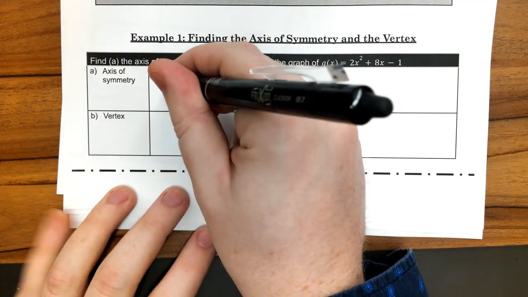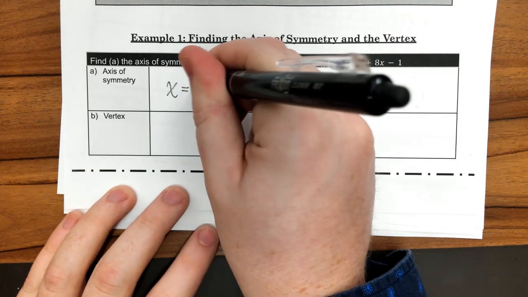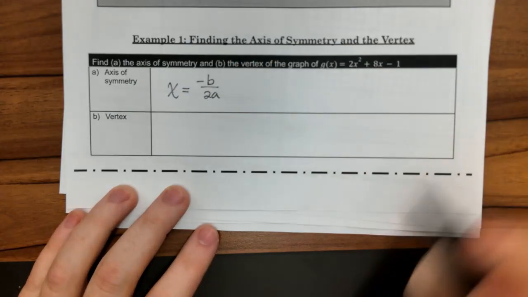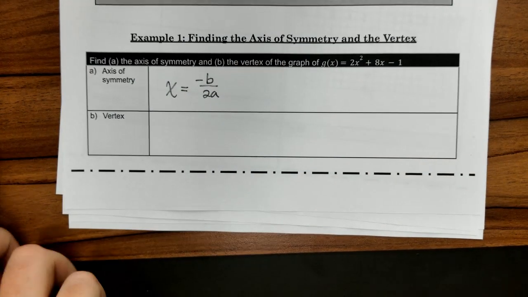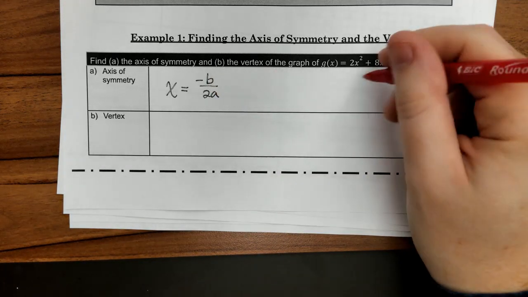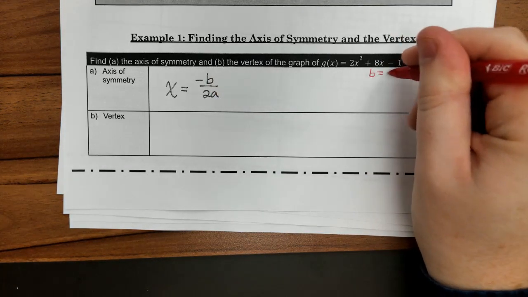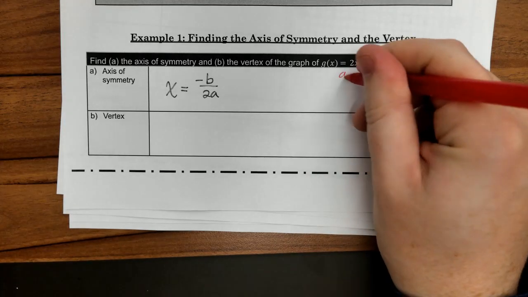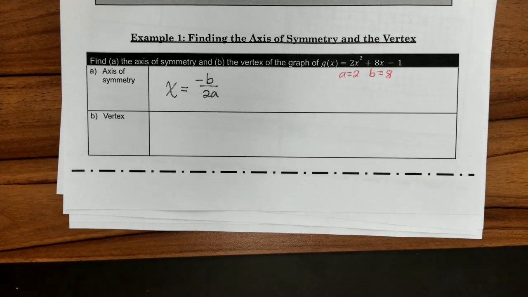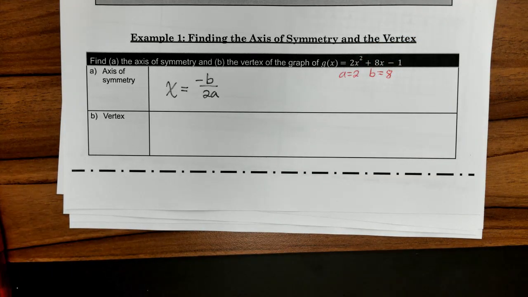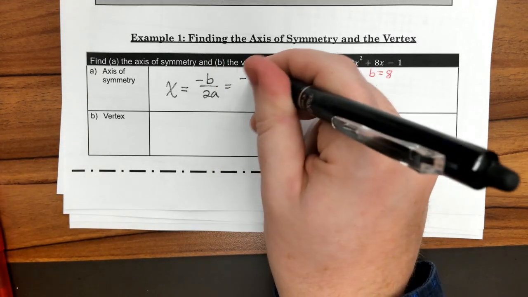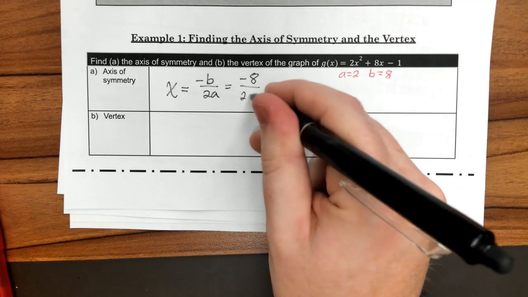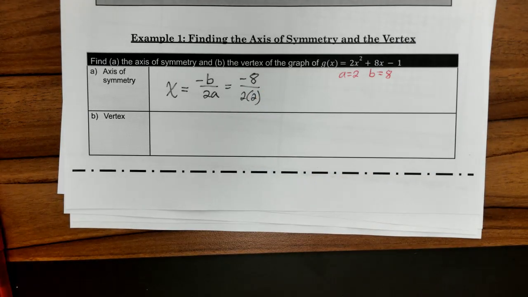Well, we know we have a formula we can use to do so. x equals negative b over 2a. So let's identify our b value and our a value. The b value is whatever goes with your x, so it's 8. The a value is whatever is at the very start, so it's 2. So x equals negative 8, because again we're plugging in the 8 here, over 2 times 2.